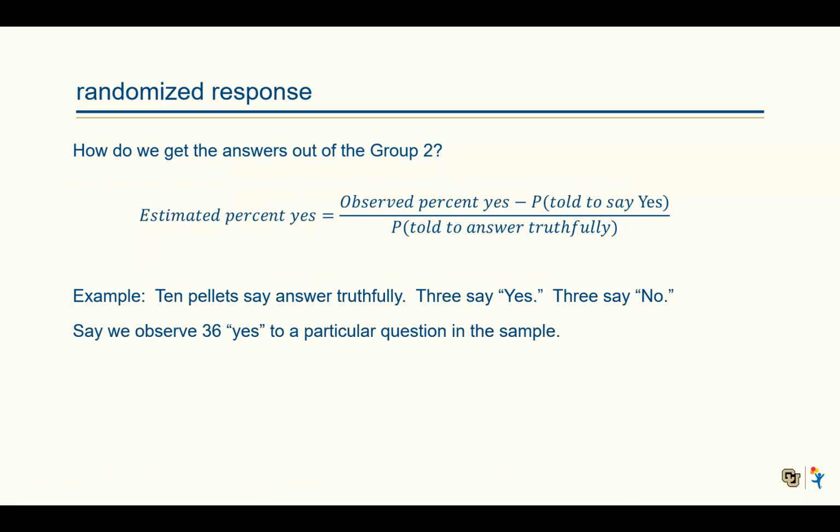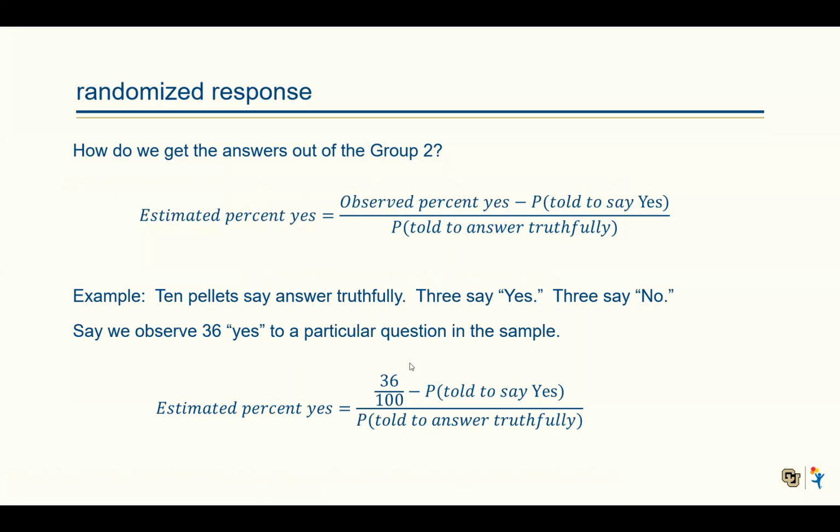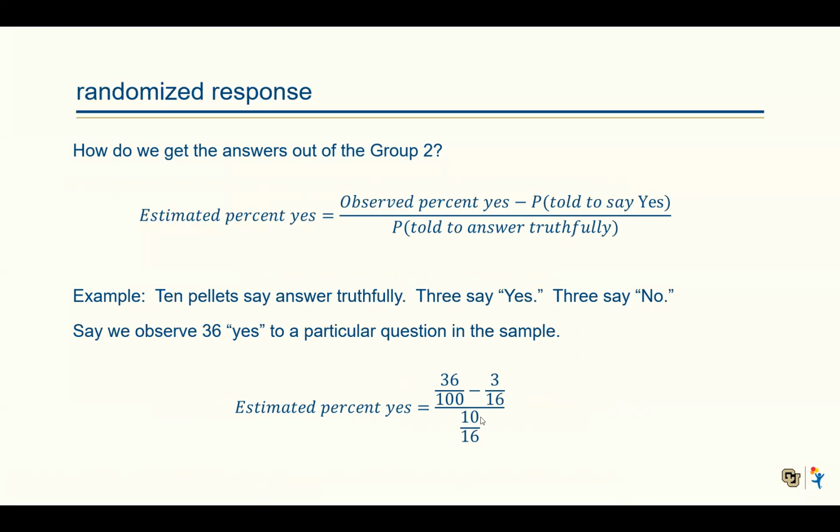So let's put some numbers to it. Once we run our study, we have 36 people who say yes. That means there were 36 observed yeses out of the 100 that we randomized to this group. We know that 3 out of the 16 pellets said to always say yes, so that's the probability that someone was told to say yes. We're backing out that frequency. And then we know that 10 out of 16 should be saying yes because that's how many of them were told to answer truthfully.